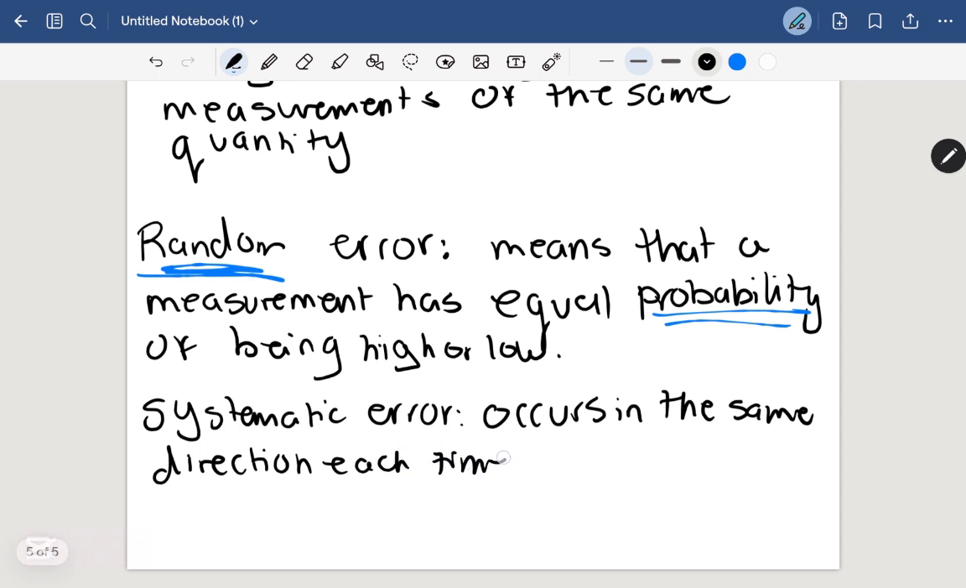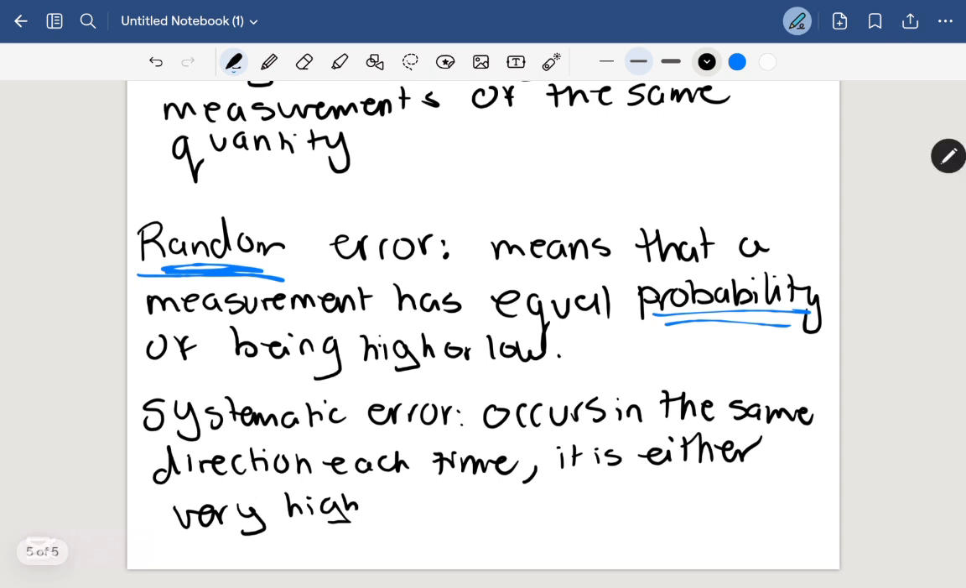Each time. This means that it is either very high. So if it's occurring in the same direction each time, let's say for example, you have an error of +2. This is a systematic error.